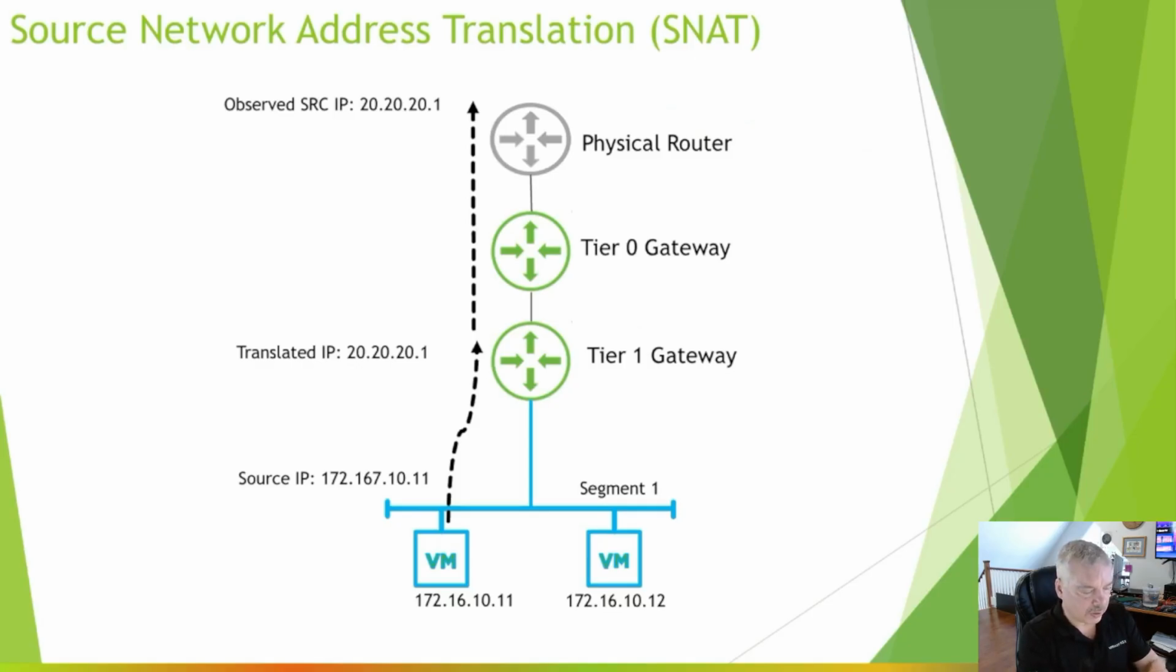You'll see I've got this segment here, this NSX segment, maybe it's called web tier or whatever. I got two VMs on here. You'll see that this one has an IP of 172.16.10.11. This one 172.16.10.12, whatever. Now, what happens is I'm going to do source NATing. So source network address translation.